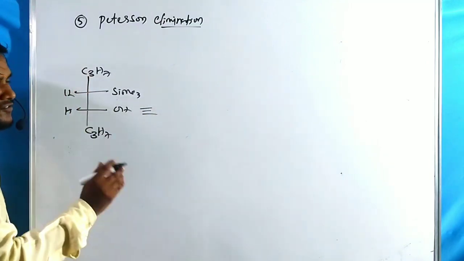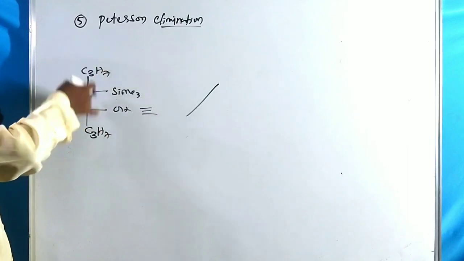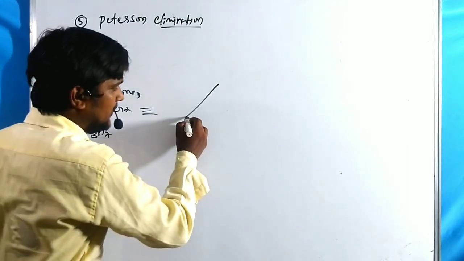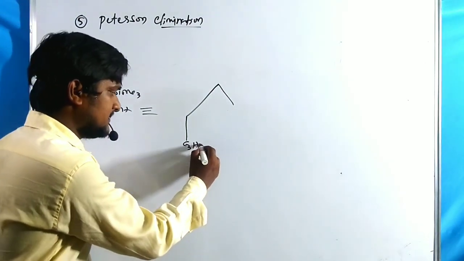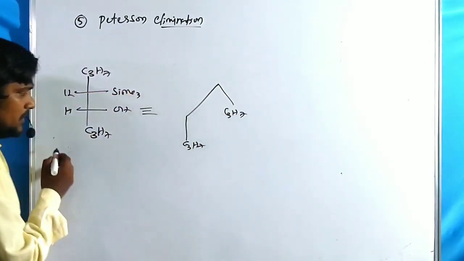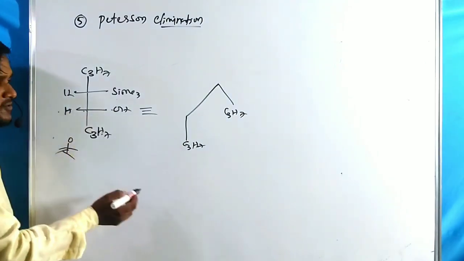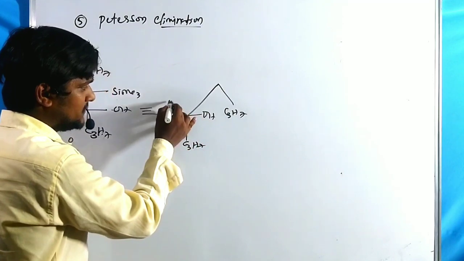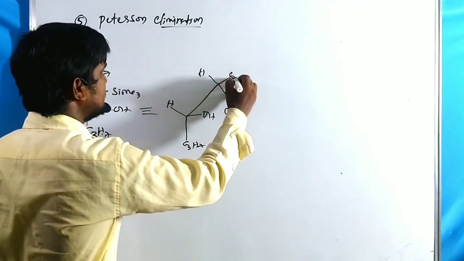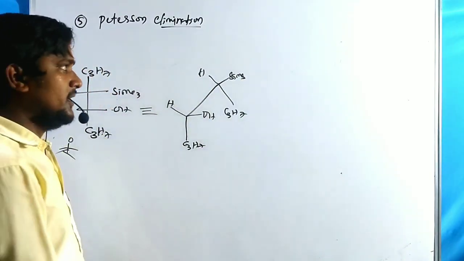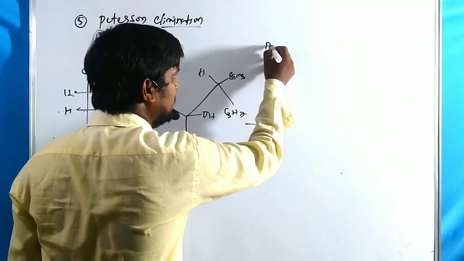Whenever this is converted into a Sawhorse form, the vertical planar carbon atoms are oriented in a bent shape. Here it is C3H7. Looking at the molecule, on the left side is hydrogen, on the right side is OH. Similarly, on the left is hydrogen, and on the right is SiMe3.